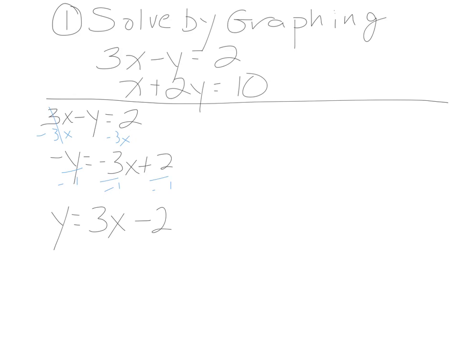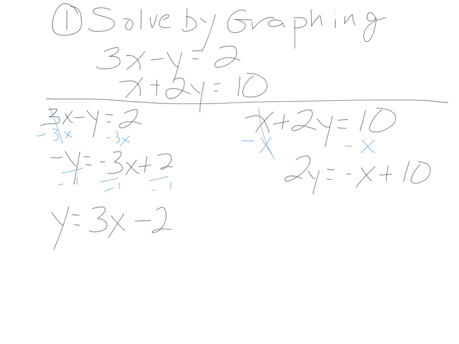Then the other equation is x plus 2y equals 10. I want to get the y by itself. Subtract x. 2y equals negative x plus 10. Remember that there's an invisible 1 in front of that x. Now divide everything by 2. Y equals negative 1/2 x plus 5. Now these two equations are ready to go into the graphing calculator.